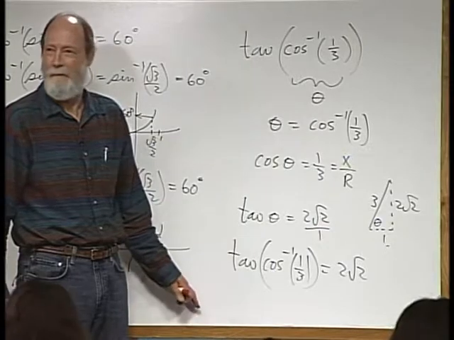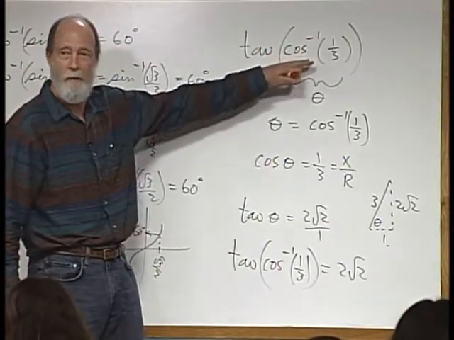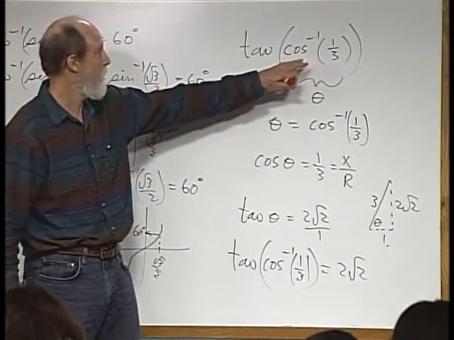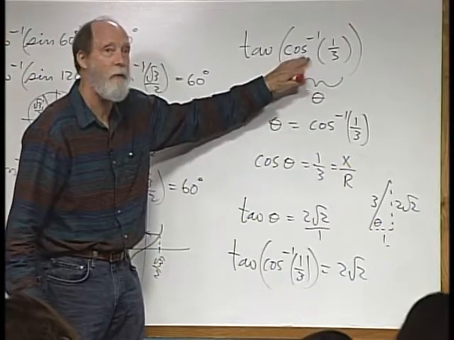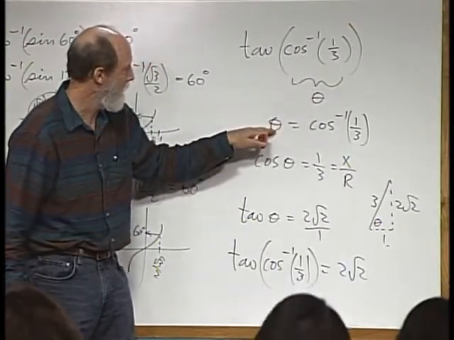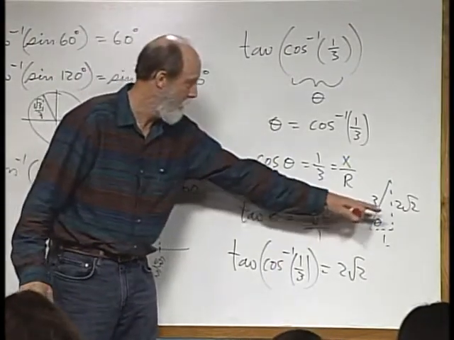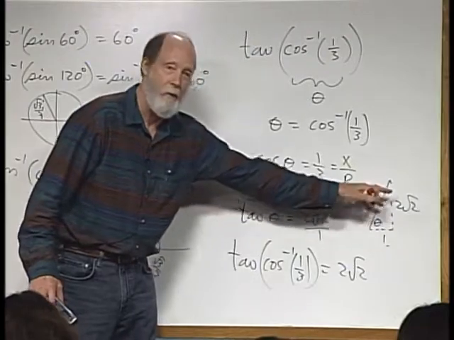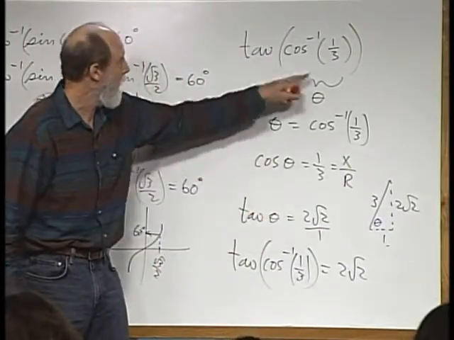Pretty wild. Okay. But there's nothing in here that you haven't seen repeatedly. You take it back, work your way from the inside out. Start by thinking of that as an angle. Rewrite this in this form, which is more familiar to you. Draw a little picture. Figure out the other, missing leg, and then answer the question: what's the tangent of that angle?